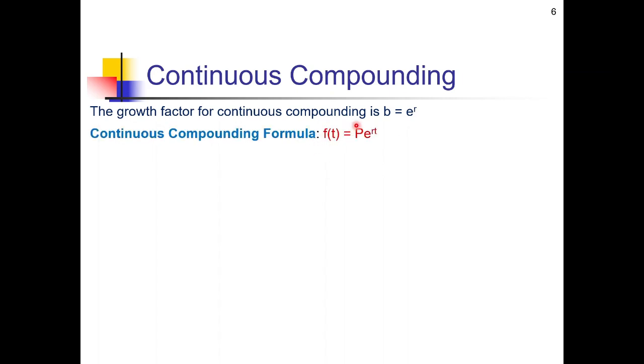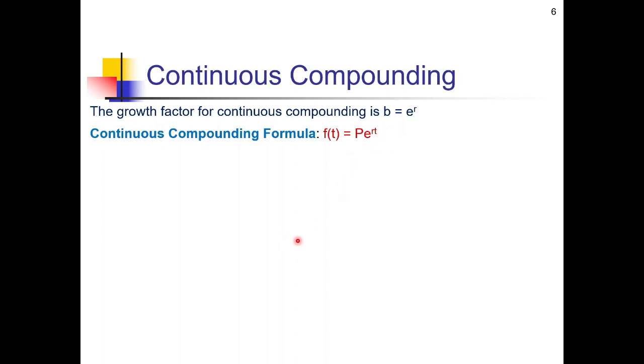F of t equals P times e to the r to the t. The t was already in the exponent, and you're just swapping out the b for an e to the r. This is called the PERT formula sometimes. It's really just the continuous compounding formula. And you just have to plug in your values to use this thing to find infinite compounding.